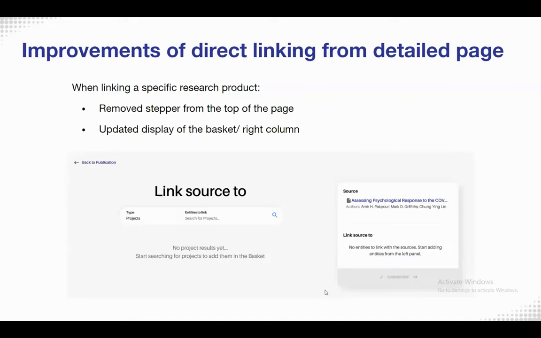Yes, the direct linking functionality is the one where if we click from the detailed page on the link action button, we want to link the specific research product with some other research products, projects, or communities. Then we removed the stepper from the top of the page because the first step has already been made. We have added a link to be able to go back to the publication, for example, or any research product we came from. And we have updated the basket, or the right column, to always show the source on top.